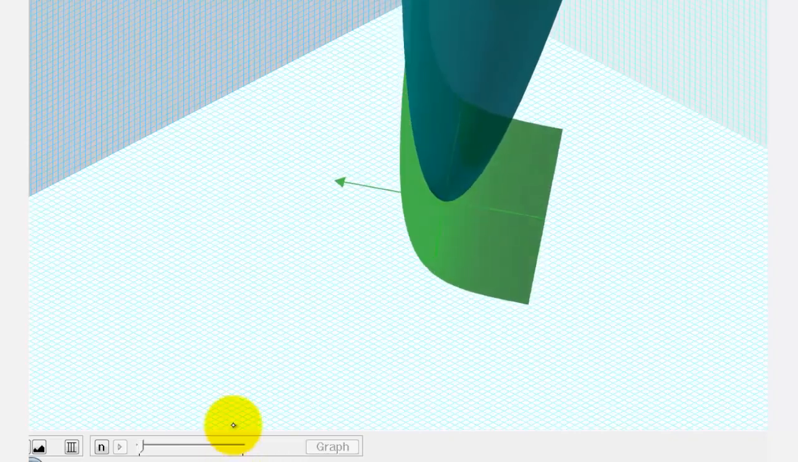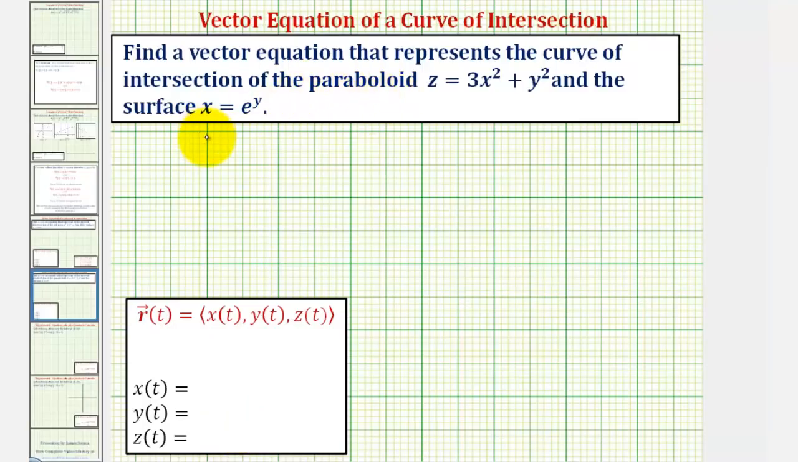So going back to the equations of the paraboloid and surface, notice how the equation of the paraboloid contains 3 variables, but the equation of the surface only contains 2. So we'll first define x of t and y of t so that they'll satisfy the equation of the surface x equals e raised to the power of y.